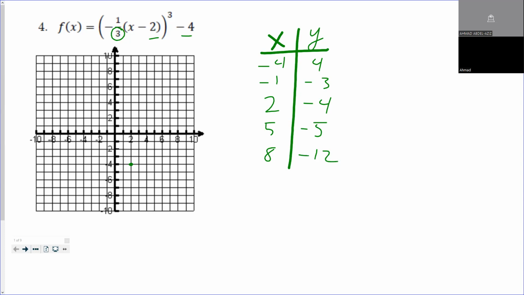So I have 2, negative 4. I have 5, negative 5. 8, negative 12 is way over here somewhere.